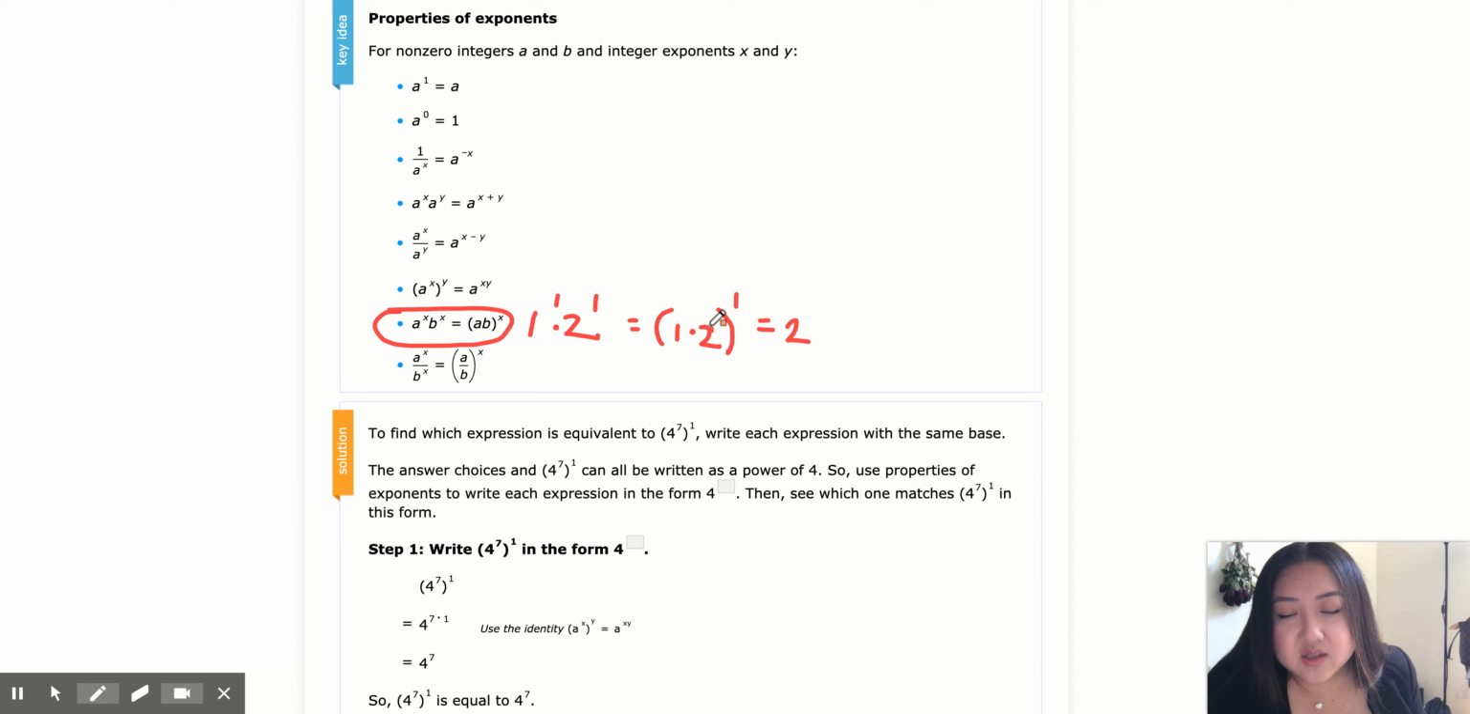Or if you want to change it to make it easier for you, it would be 1 times 2, which is 2, and then bring it to the first power, and it's 2 again. And then we also have the property for cases where you may be dividing. So you might have different bases, different numbers, but they're both to the same power. They have the same exponents.